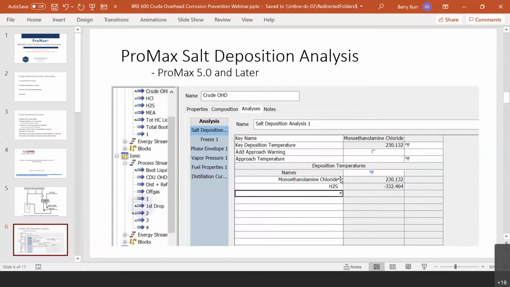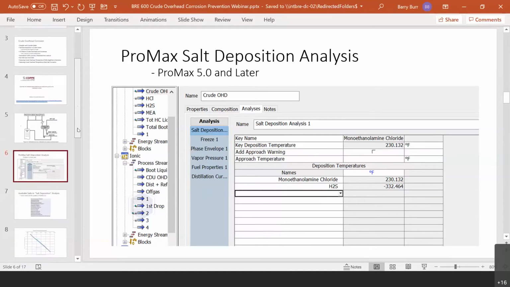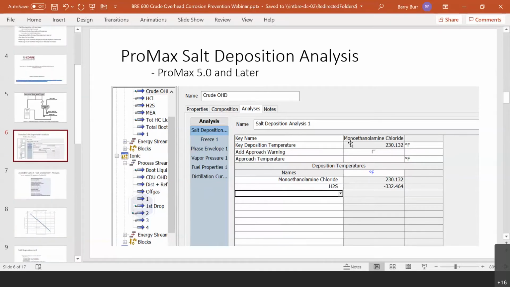stream analysis, and then this pull down here allows you to choose from a list of possible salts, and you could pick the salt that you're interested in calculating the salt point for. And then whenever the stream executes, it'll tell you what the salt deposition temperature is for that particular salt. If it's the highest temperature, it'll list that as the key salt, and then show up here as the key deposition temperature. This is the salt deposition temperature that you are most concerned about, the one that's from this key salt.